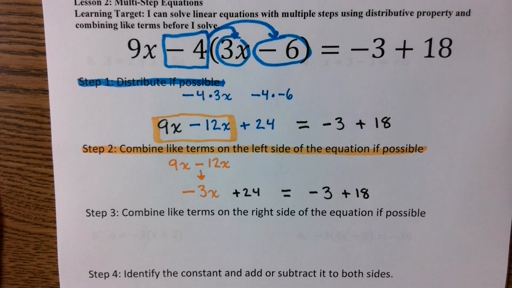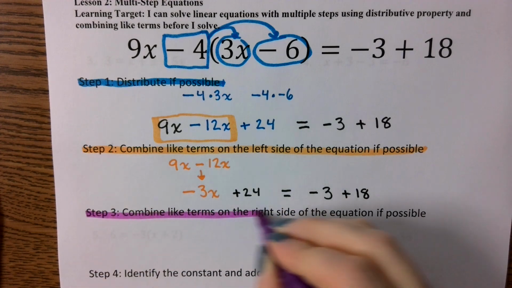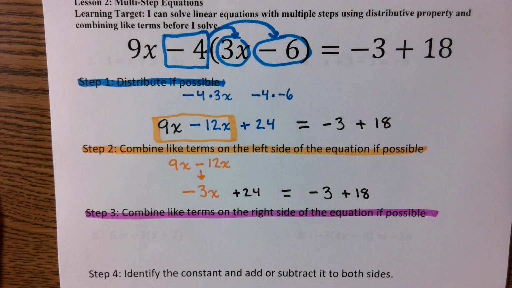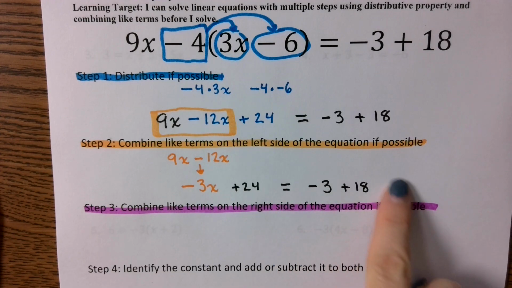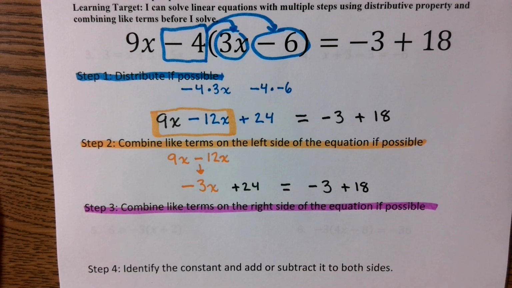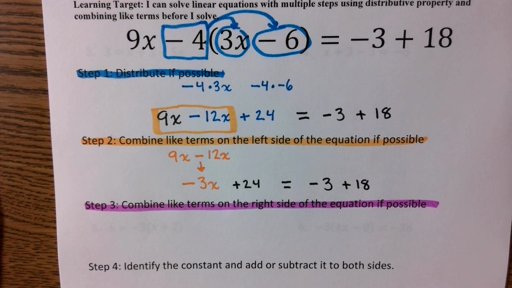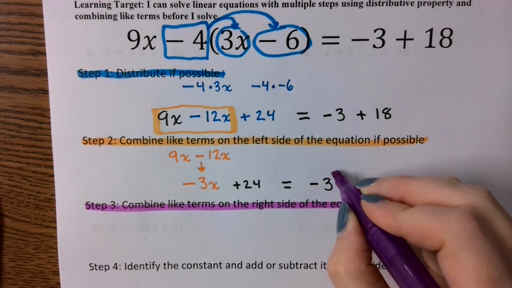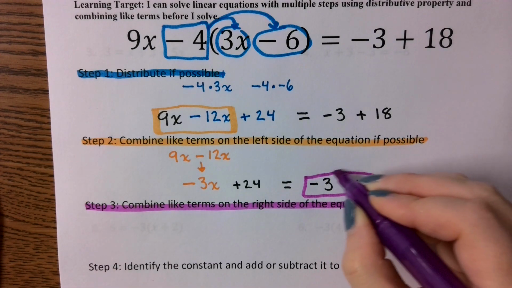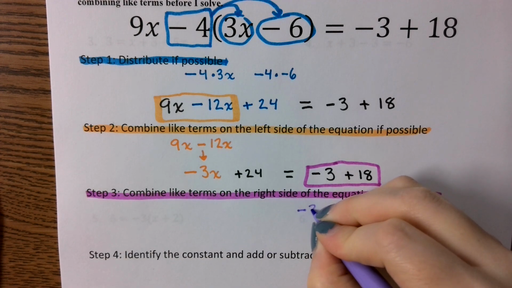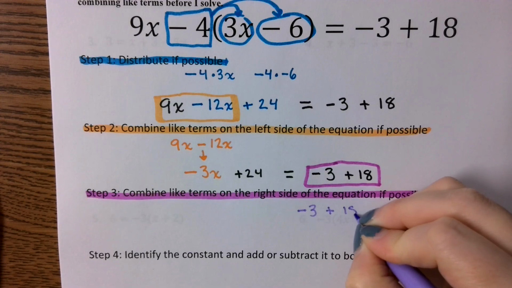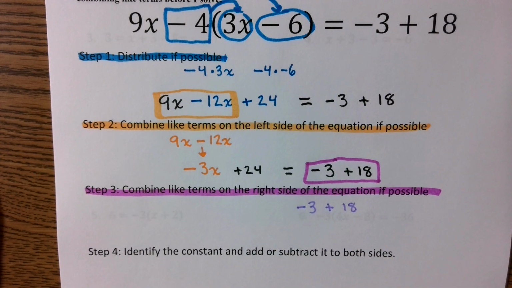So now we can go to step 3, which is to focus on the right side of our equation. So on the right side of the equal sign, can we combine or simplify this? Yeah, right? They're both numbers. They can be combined together. It does not matter that one's positive and one's negative. We can actually combine that information together. Okay, so we can do negative 3 plus 18. What is negative 3 plus 18?